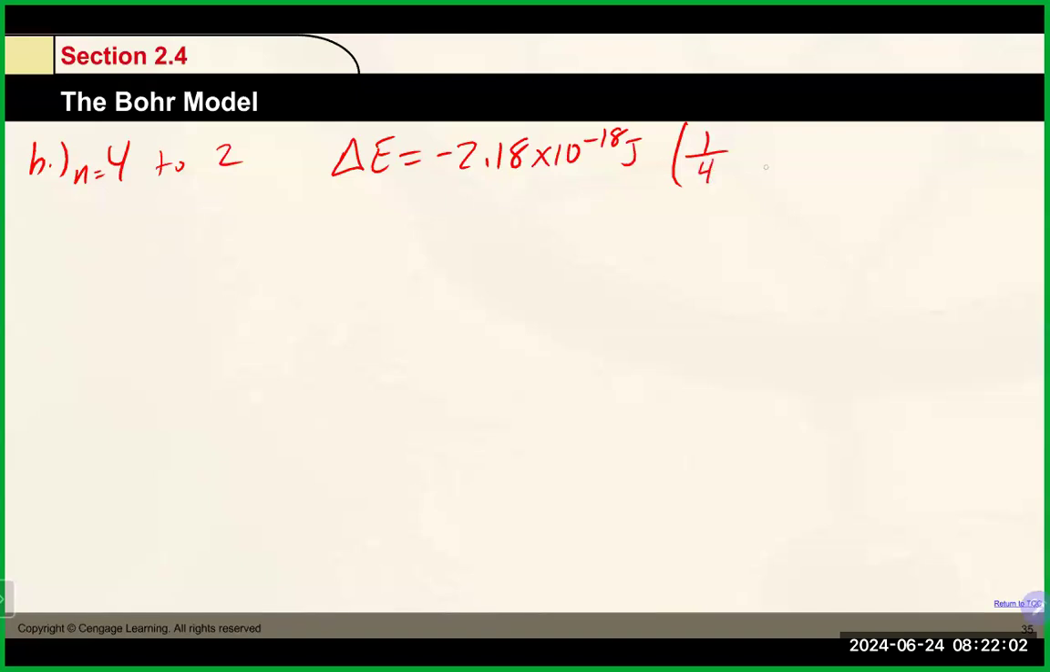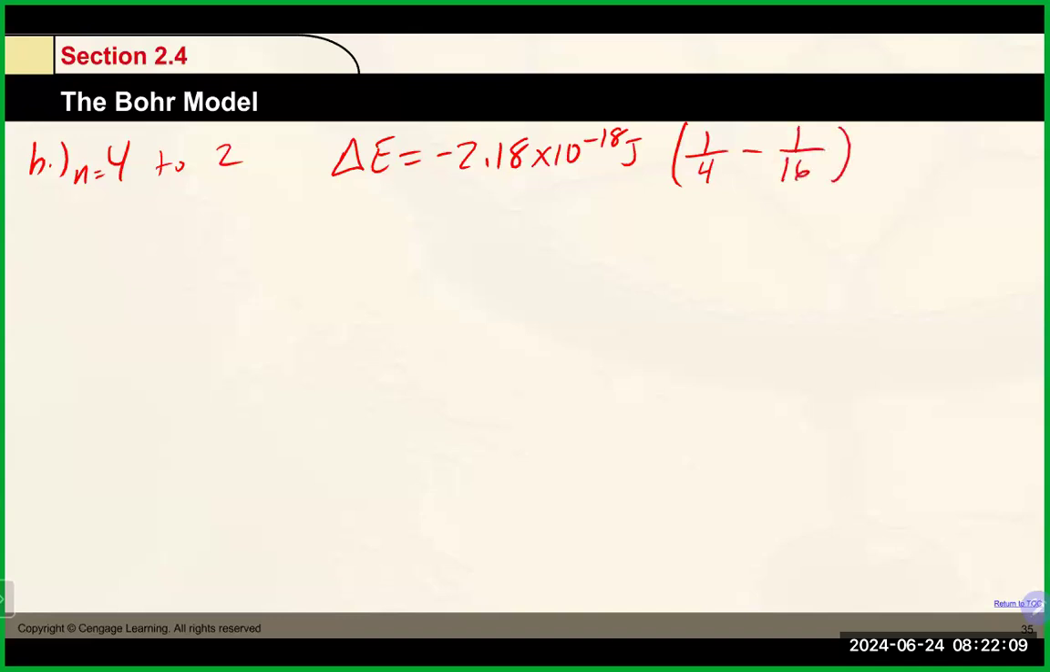So we'll do the same thing. So B is 4 to 2. Once again, we'll start with our change in energy. We're going to do 1 over our final, which is 1 over 2 squared, which is 4, minus 1 over our initial, which is 1 over 4 squared.